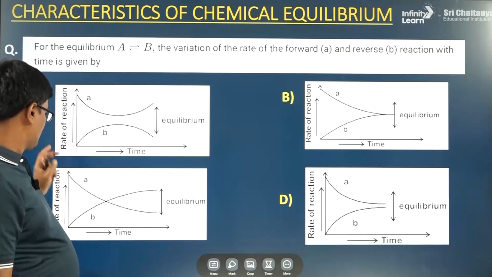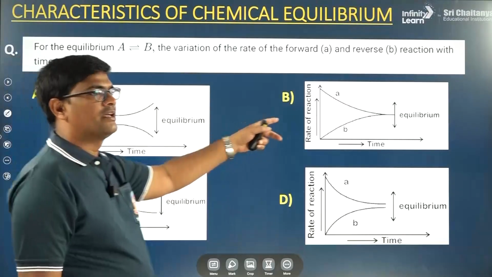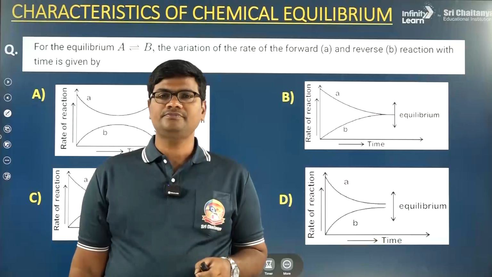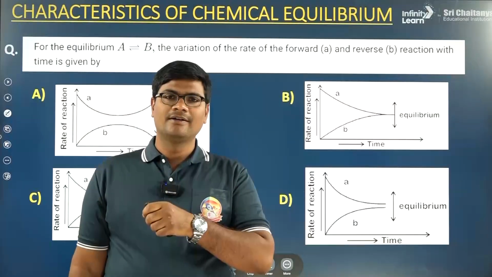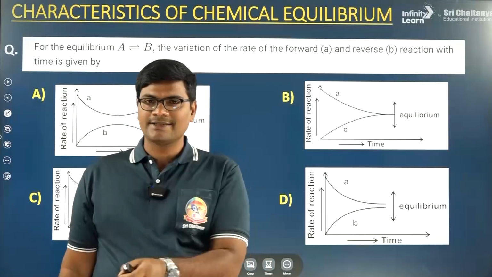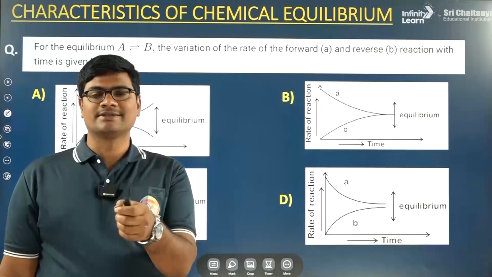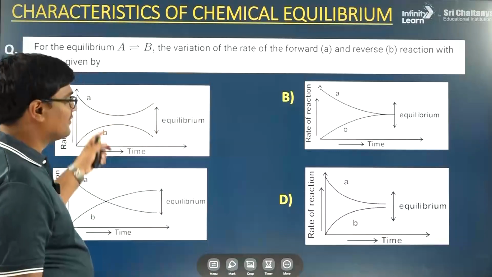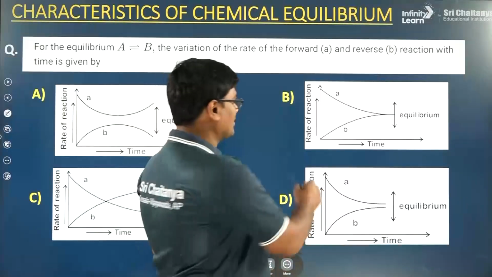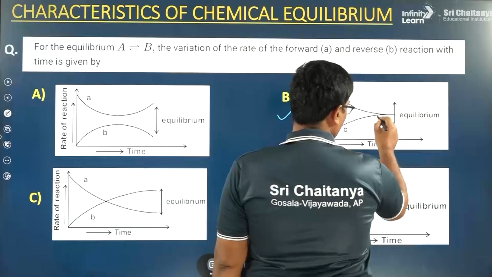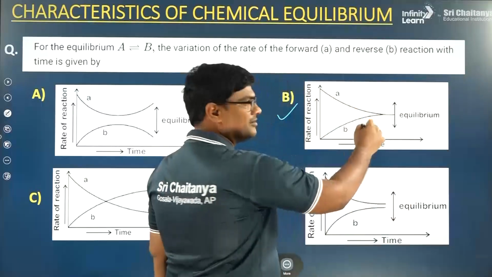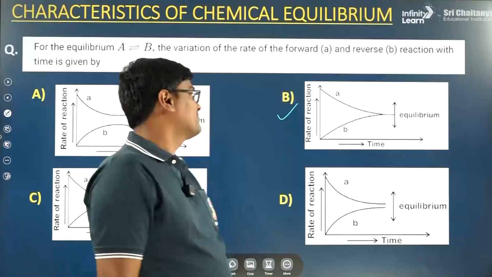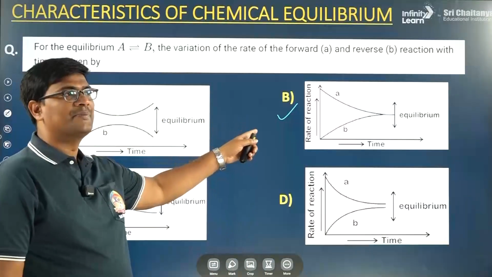If you see all these options, they are almost the same, but the point is, as equilibrium is approaching, as time goes on, the forward rate decreases and the backward rate increases. At equilibrium both rates become equal. If you see the graph, look at option B: at equilibrium both forward rate and backward rate become equal. Therefore what is the right answer? The right option is B.